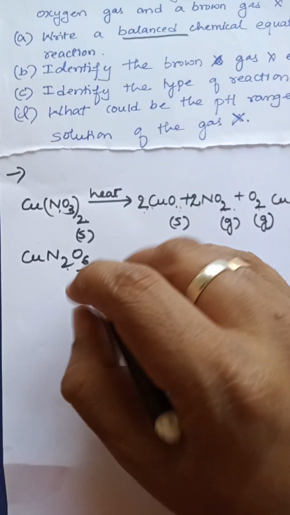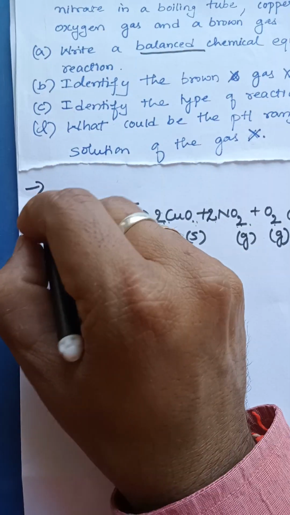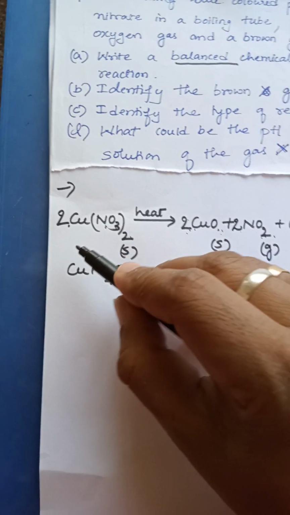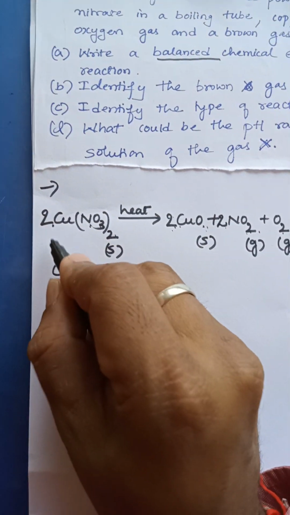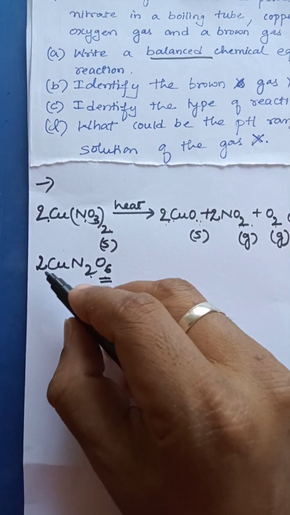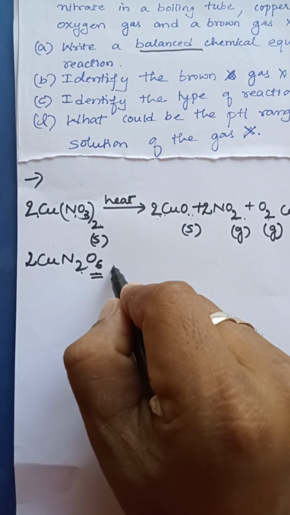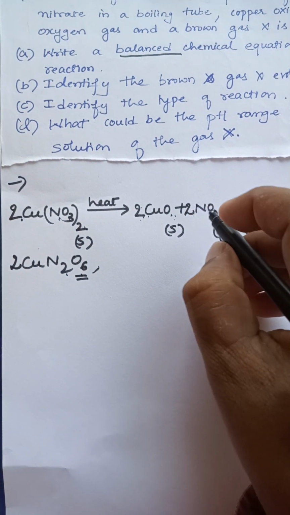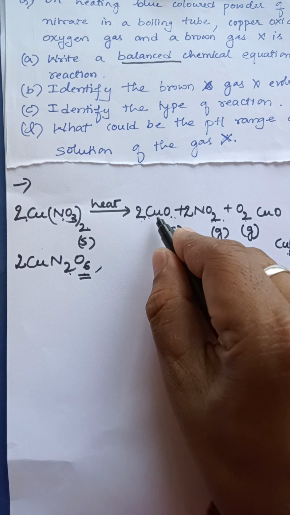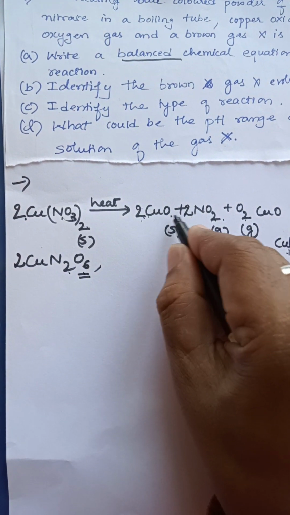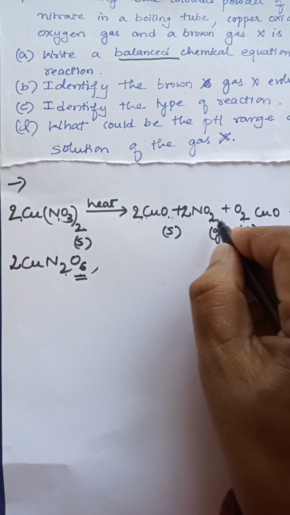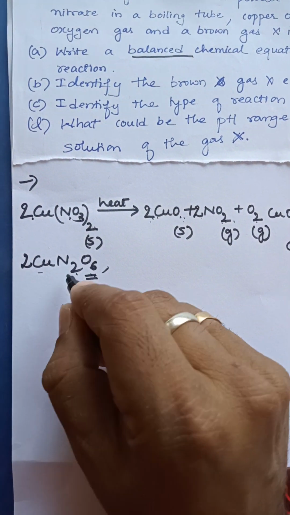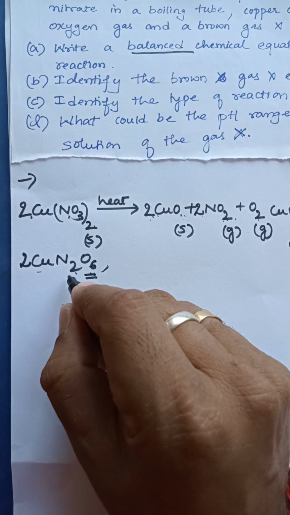Here it is 6. So how to make it equal? This can be done by writing a 2 over here. So if you write 2 over here, what will be the number of oxygen atoms? The number of oxygen atoms will be 2 into 6, that is 12, and here it will be 8, 2 plus 4 plus 2. So we have a greater number of oxygen atoms in the reactant side than in the product side.